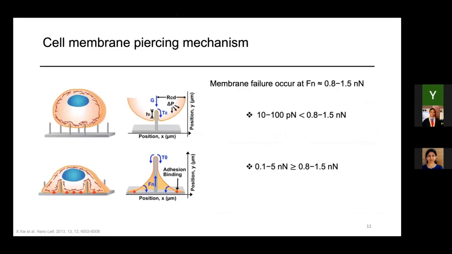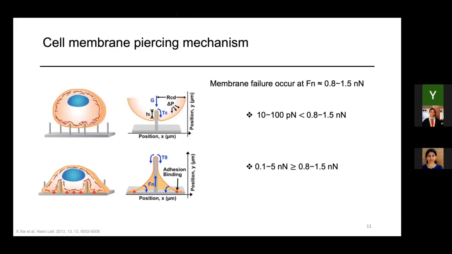So what we find is that for a typical nanostraw with a diameter of 150 nanometers to pierce the cell membrane, it requires a force of 0.8 to 1.5 nanonewton. And we also find that if we use gravity, the gravity of a cell will give the cell a force of about 10 to 100 piconewton, which is actually smaller than the 0.8 to 1.5 nanonewton.